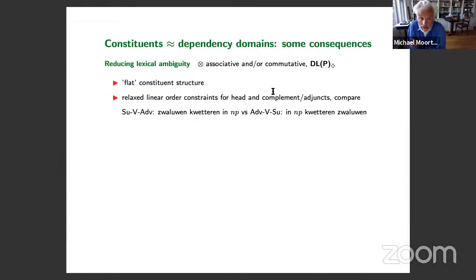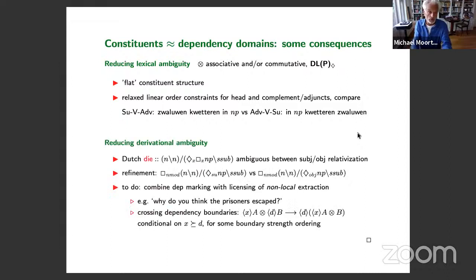If you further relax the linear order, then it's possible for a head and its complements to be realized in different orders. And this is exactly what you find in a language with rather free word order, such as Dutch, where instead of having the subject-verb adverbial order, you could as well have the adverbial-verb subject order. And these will now all be derived from one and the same type, rather than generating different types for the different linear orders. So that's good. Reducing derivation ambiguity.